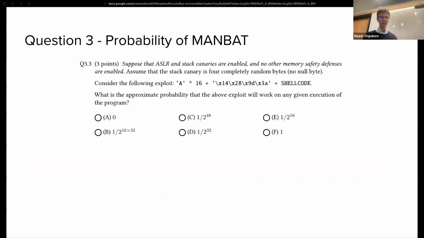All right. Moving on to the next question. Suppose that ASLR and stack canaries are enabled and no other memory safety defenses are enabled. Assume that the stack canary is 4 completely random bytes and there's no null byte. Consider the following exploit: 16 bytes of garbage, the new RIP that starts with 0x14, and the shellcode. What is the approximate probability that the above exploit will work on any given execution of the program? I'm going to give you guys again 2 minutes to think about it.